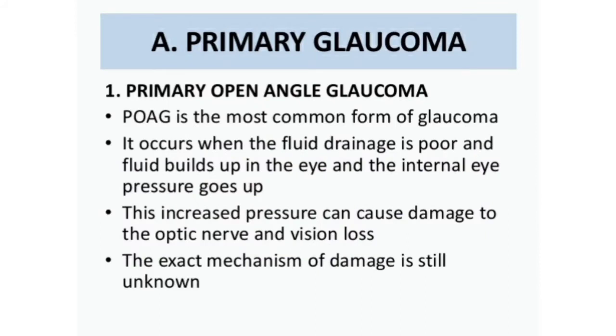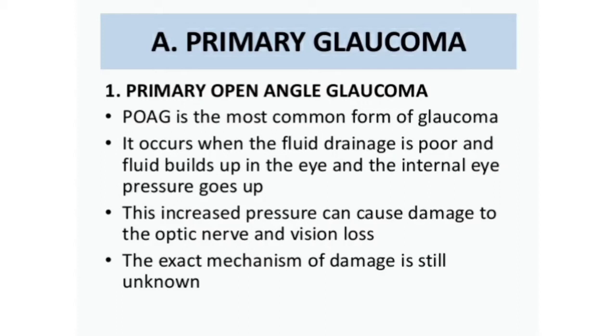Now let us learn about primary glaucoma. Number one, the most important, is POAG. POAG means primary open angle glaucoma. So what is POAG? POAG is actually the most common form of glaucoma. In POAG, fluid drainage does not occur properly and there is a fluid buildup, the internal pressure of the eye increases, and this can lead to optic nerve damage and vision loss if not taken proper care of.